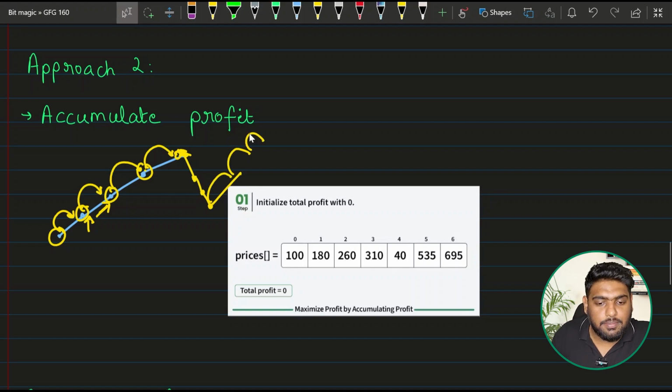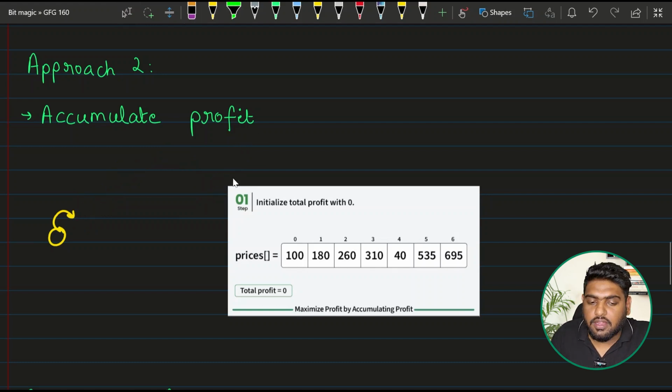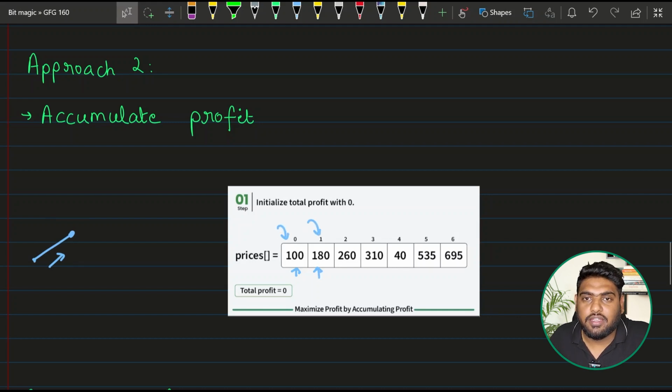Okay, seems simple. Let's check with this example here. You are here at 100. The next value is 180. That means the graph is increasing. The moment you see it increasing, you buy at 100 and sell at 180. What would be the difference? You would have made 80 as profit, so it will be added to your total profit.